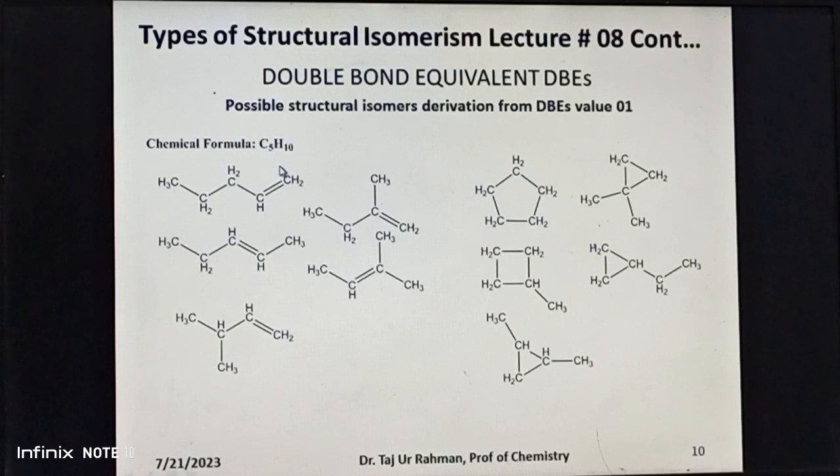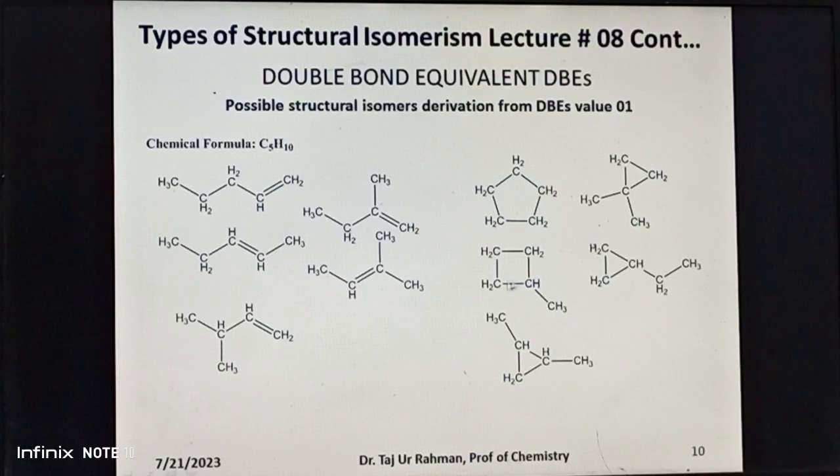This is another molecular formula C5H10 with DBE value of 1, and these are 10 possible structural isomers which have been drawn from this molecular formula C5H10. From the look of these isomers, we can say that these 5 are open chain and the remaining 5 are cyclic in nature.